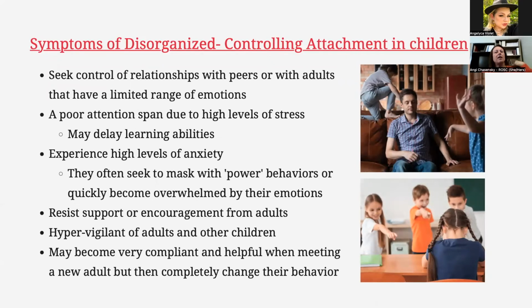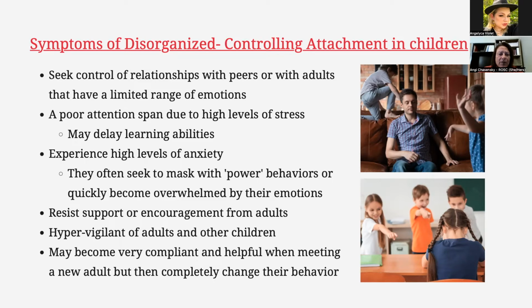Symptoms of disorganized and controlling attachment in children: They seek to control relationships with peers or with adults that have a limited range of emotions. They have a poor attention span due to high levels of stress, which may delay learning abilities. They experience high levels of anxiety. They often seek to mask with power behaviors or quickly become overwhelmed by their emotions. They resist support or encouragement from adults. They are hypervigilant, scanning their environments for safety from adults and other children.